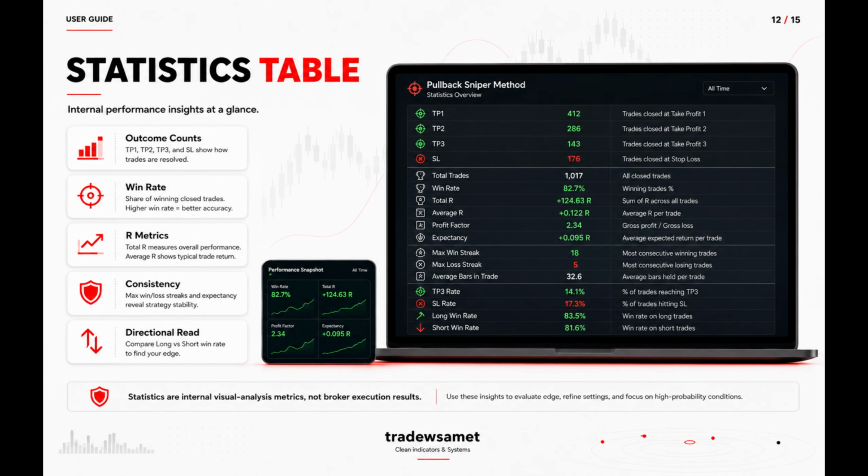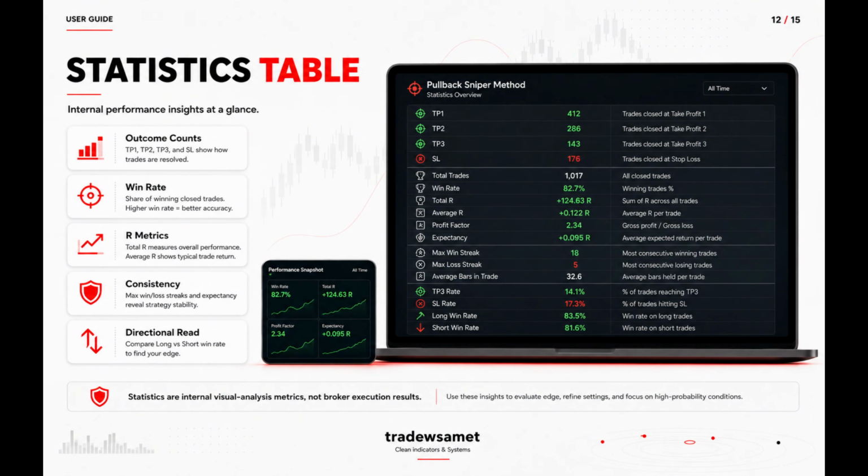The statistics table gives you a clean summary of internal outcome data. It shows how many setups reached TP1, TP2, TP3, or SL. It also displays total closed trades, win rate, total R, average R, profit factor, expectancy, streaks, average bars in trade, TP3 rate, SL rate, and directional win rates.